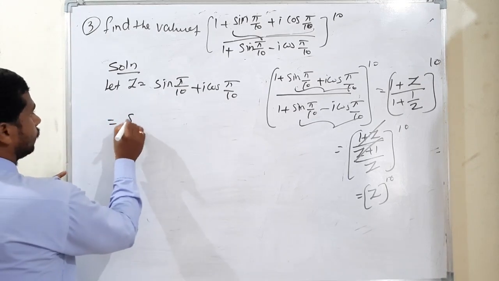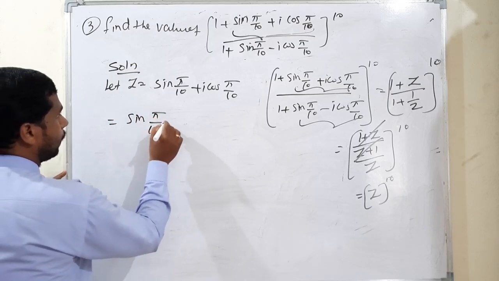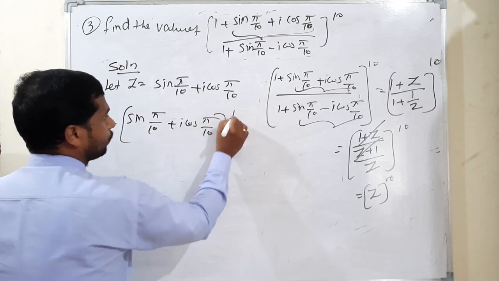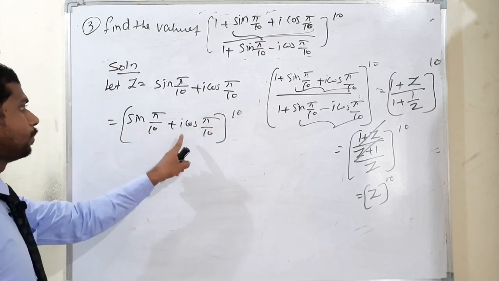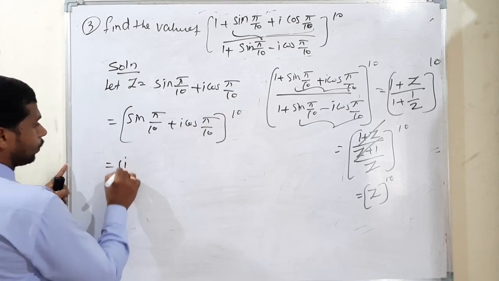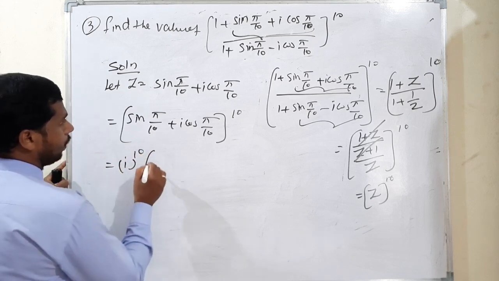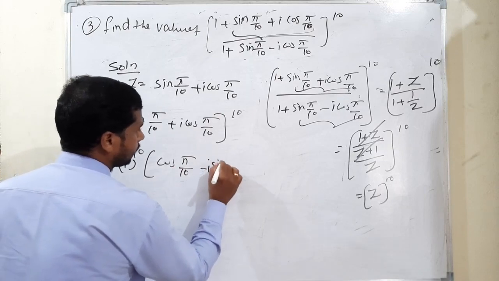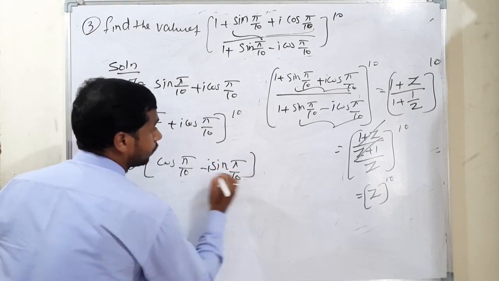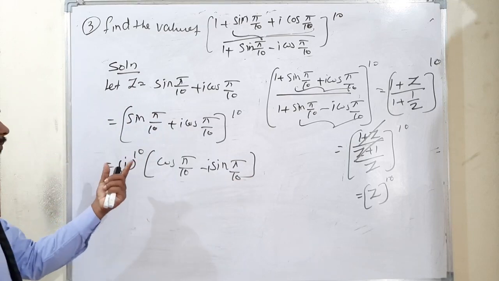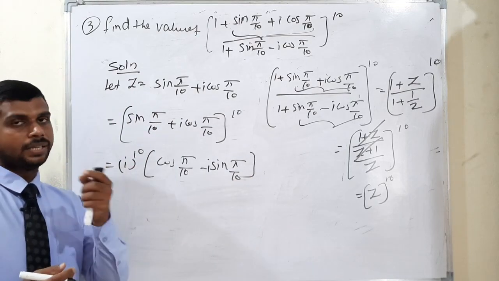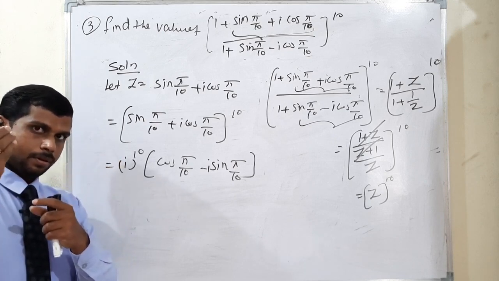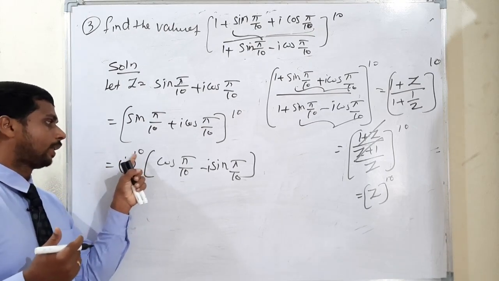So now, sin pi by 10 plus i cos pi by 10, the whole power of 10, isn't it? If you rearrange, starting with the cos, I take i common outside. So i to the power 10 times (cos pi by 10 minus i sin pi by 10), the whole power of 10, isn't it? Now, already you know how to simplify i to the power 10. 10 is an even number, just check 10 divided by 4, more than 4 or less than 4. Actually less than 4, isn't it?